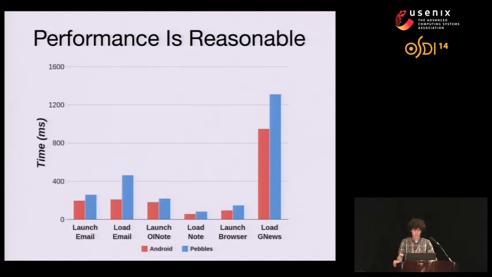Then we also evaluated the Pebbles performance on a suite of macro benchmarks, performing common tasks in email, OI Notepad, and the browser. We saw overheads up to 360 milliseconds with an average overhead of about 131.